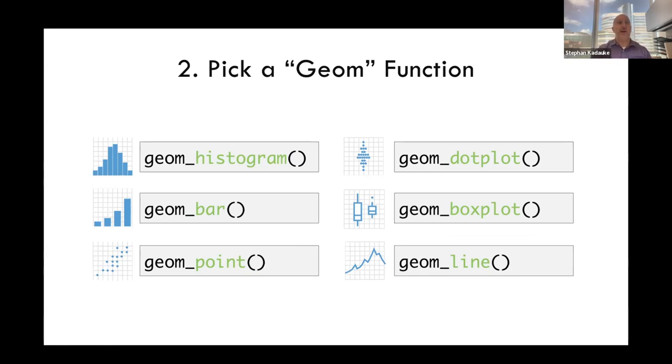And here are a couple of useful geom functions for visualizing the kind of data that we see in clinical practice, but there are many more. And with these six, you can make histograms, bar plots, scatter plots, dot plots, box plots, and line graphs, okay?